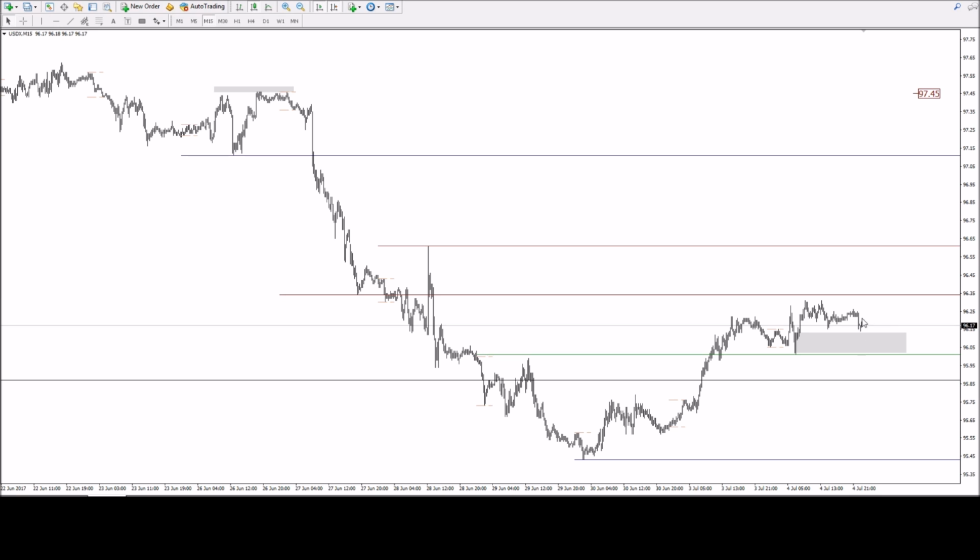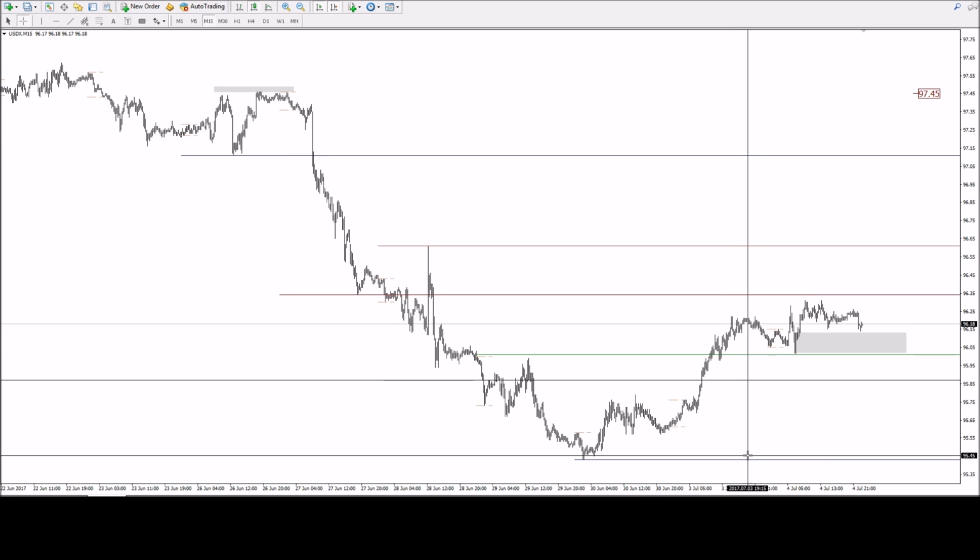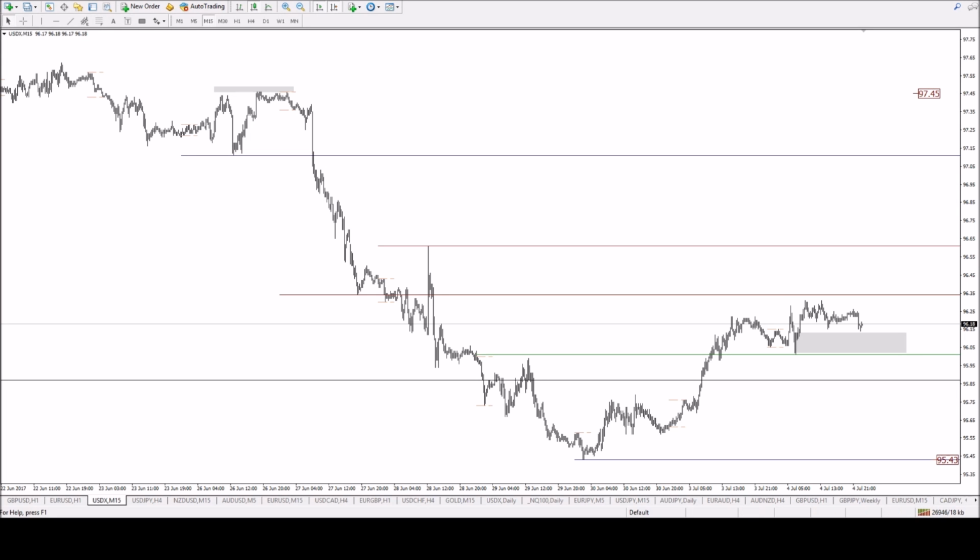But downside, if it breaks this low here and then starts showing structure and continues lower, then obviously new lows, and then I've marked this out. So that would be about 95.40s, 95.45, call it. Okay, 95.43. So those are the two scenarios. That's that. So moving forward, I'll start with the euro.